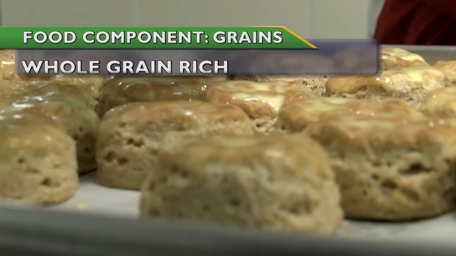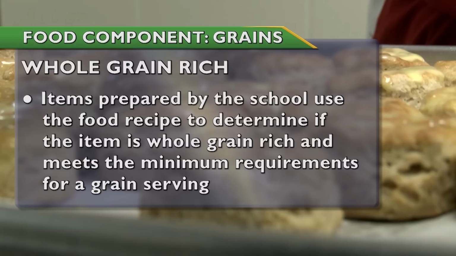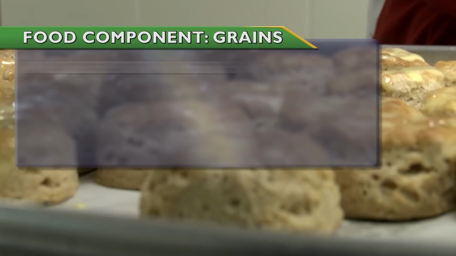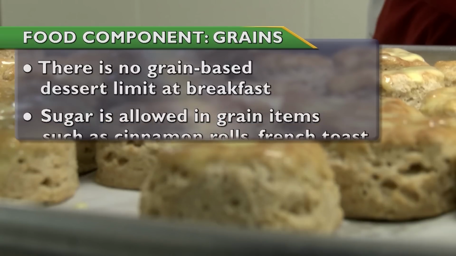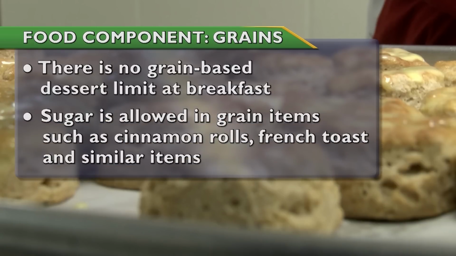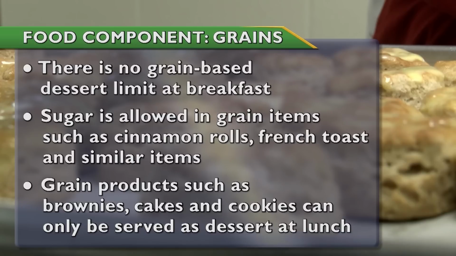For items prepared by the school, the food recipe is used to determine whether the item is whole grain rich and meets the minimum requirements for a grain serving. There is no grain-based dessert limit at breakfast. Sugar is allowed in grain items such as cinnamon rolls, French toast, and similar items. Some grain products such as brownies, cake, and cookies are not allowable in breakfast and can only be served as desserts at lunch.